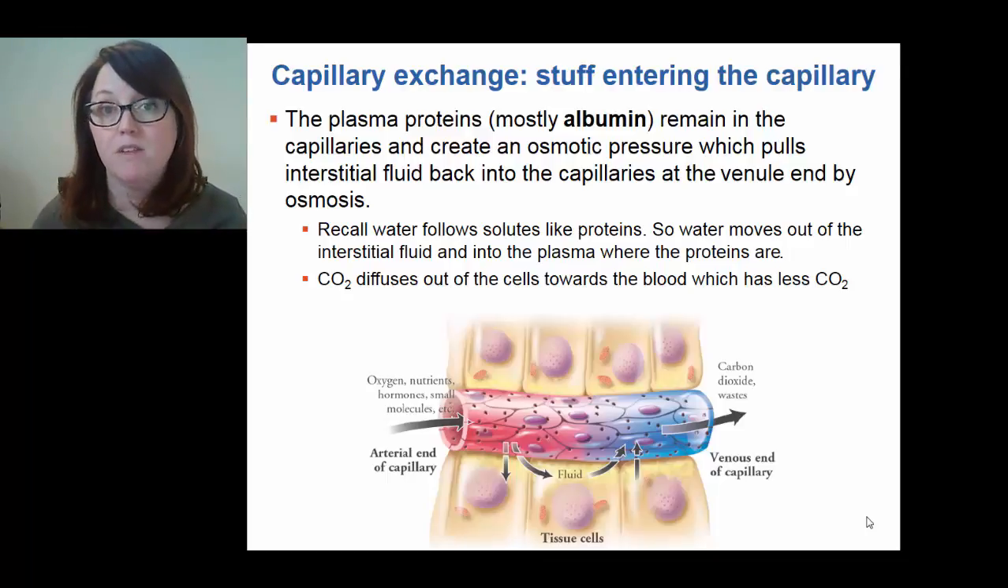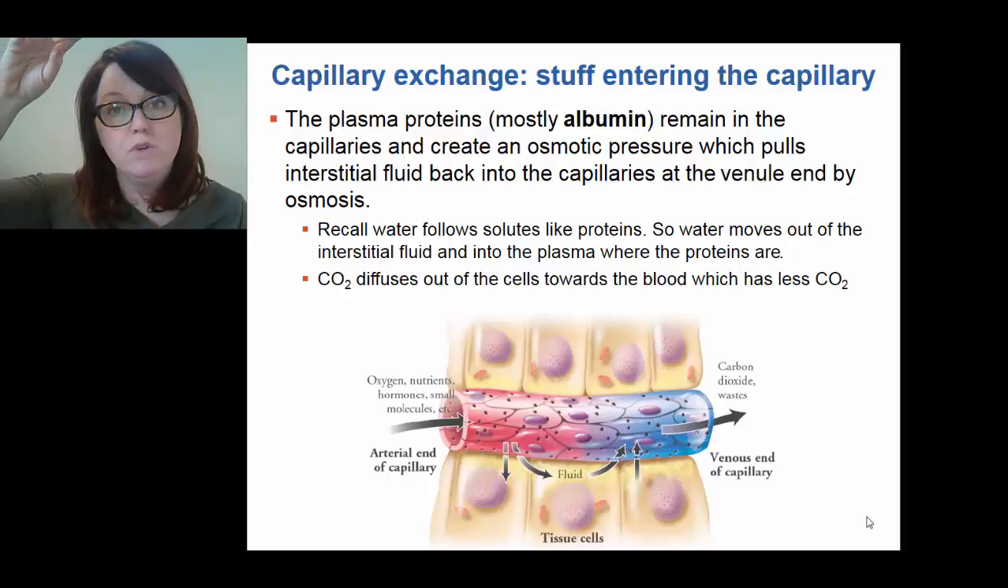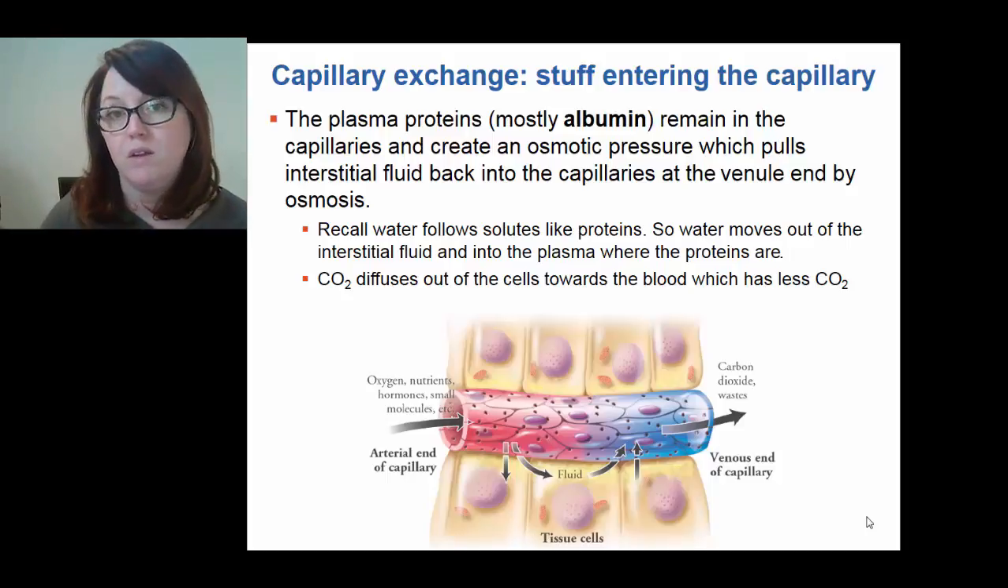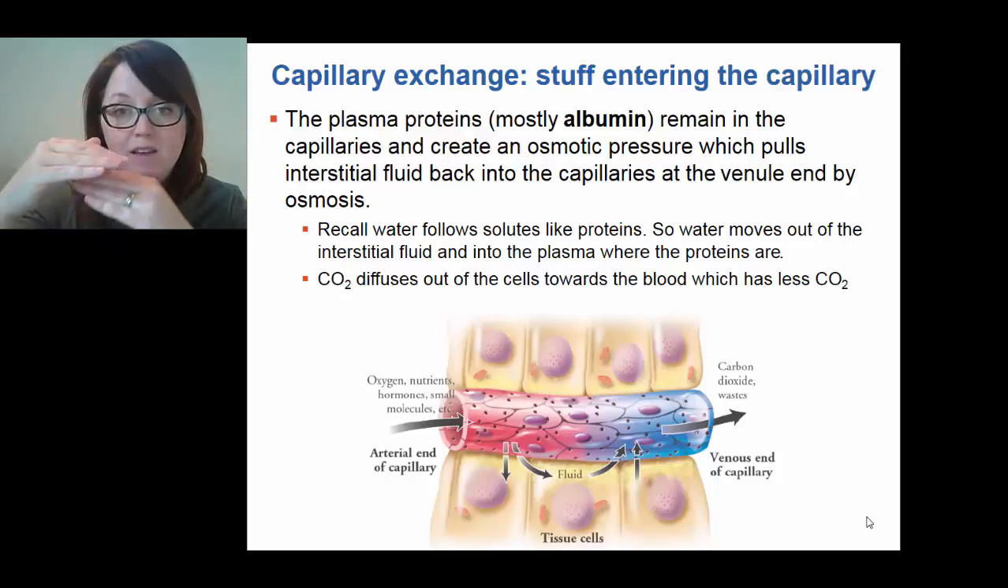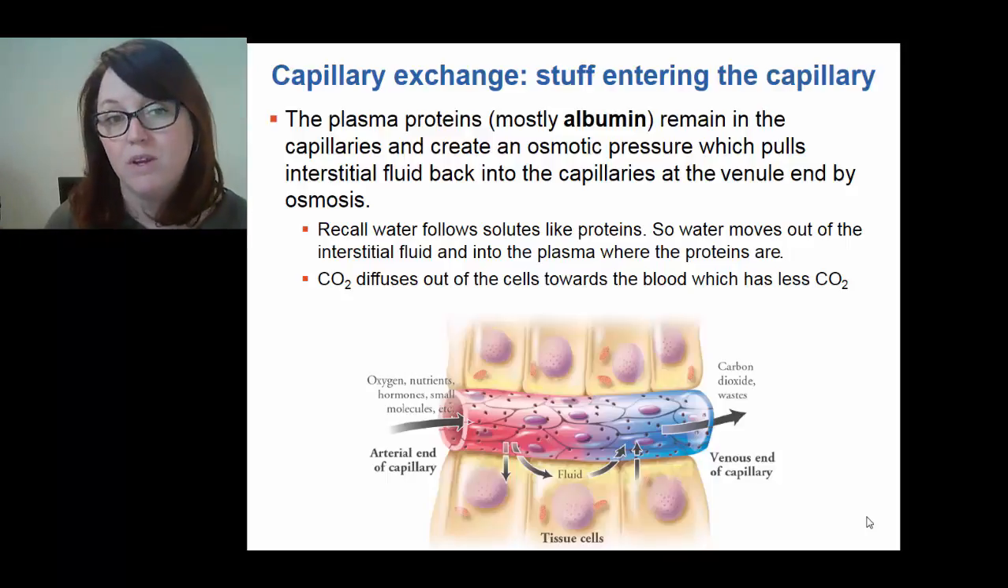And this high protein concentration acts as an osmotic draw. So osmosis is going to occur. What that means is that water in the interstitial fluid will be attracted towards the albumin, and the water will leave the interstitial fluid and then cross the capillary wall and enter into the blood. And this is just osmosis, where water is going from an area of low solute concentration in the interstitial fluid towards an area of high solute concentration inside the blood capillary.